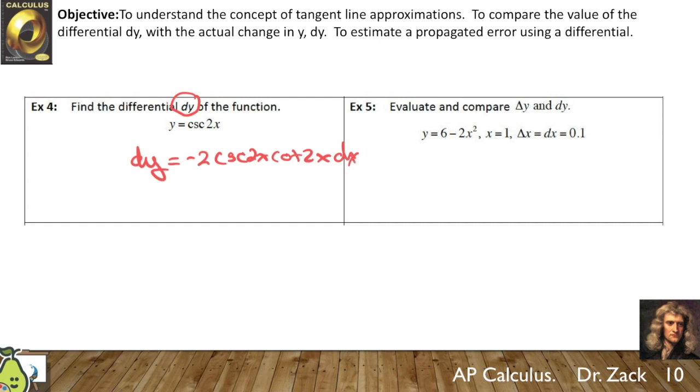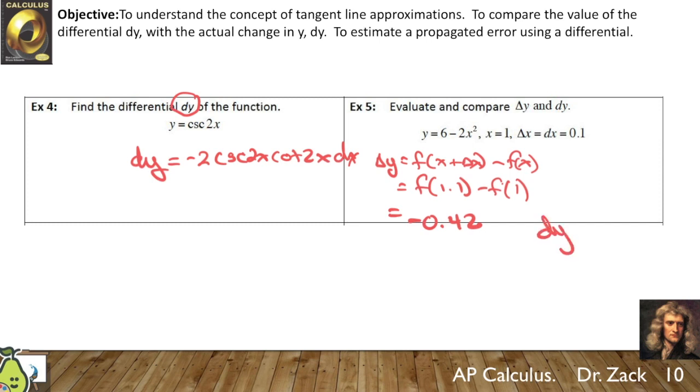Now, when you're asked to compare delta y and dy, you want to perform two separate measurements. Delta y is f of x plus delta x minus f of x. So in this problem, that's going to be f of 1.1 minus f of 1, which works out to be -0.42.